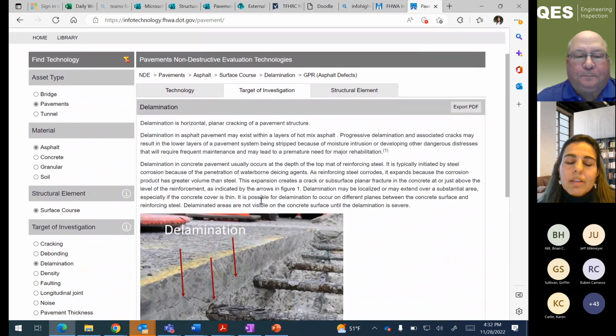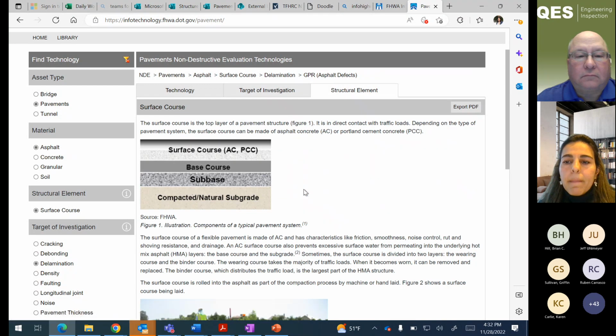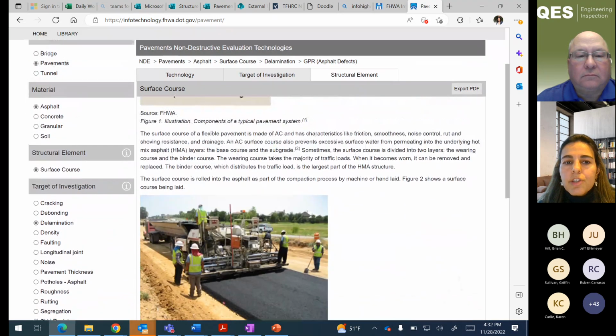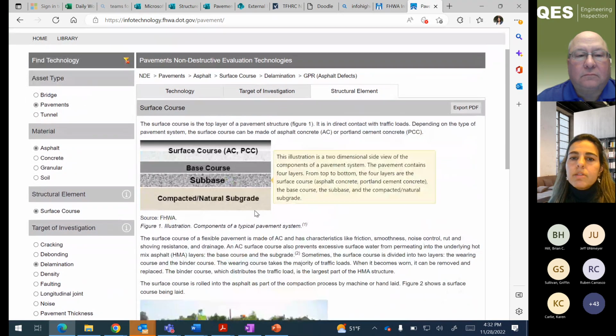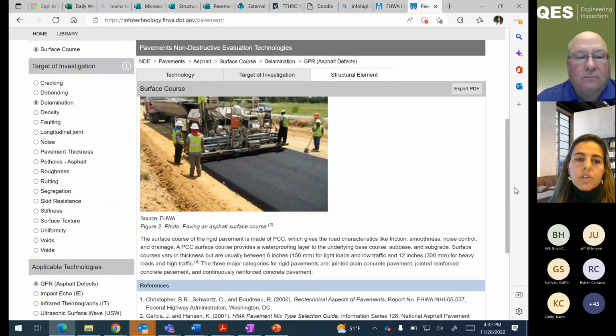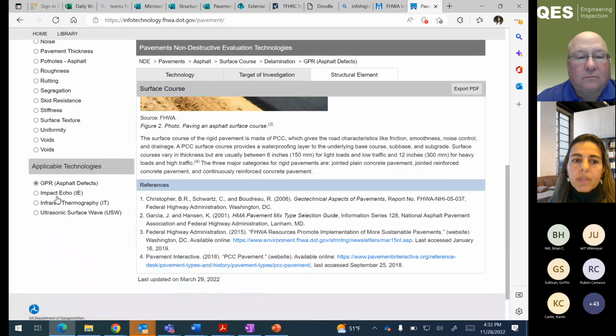But here, the image at least is from a bridge. But here's a description of the delamination in asphalt pavement. And then the structural element, it talks about the surface course in asphalt pavement. If you come down here, these are the technologies for delamination.